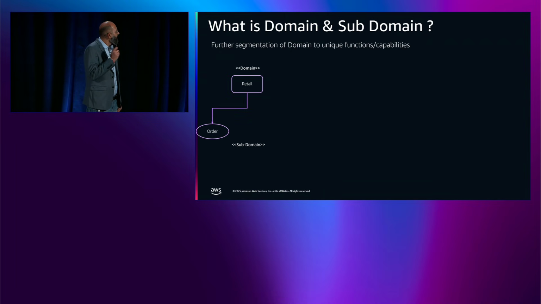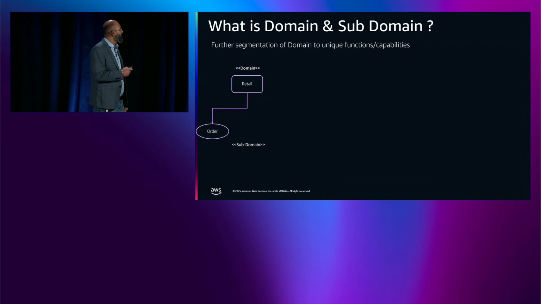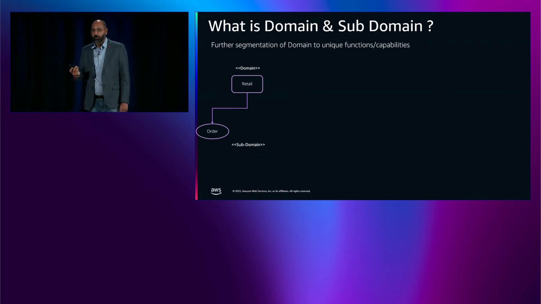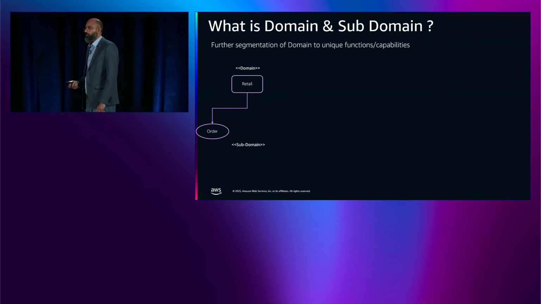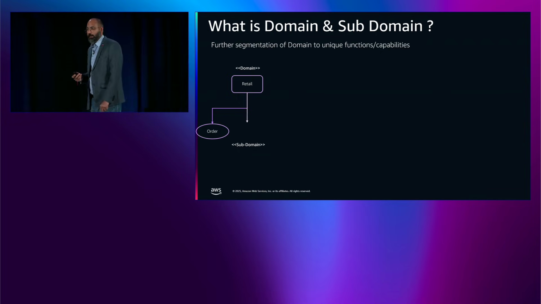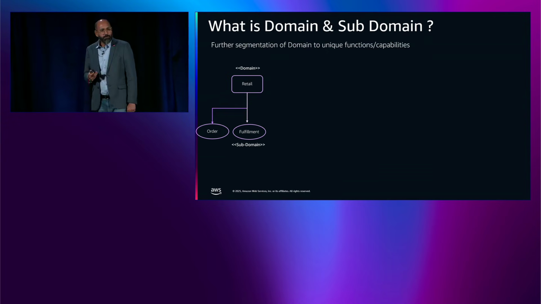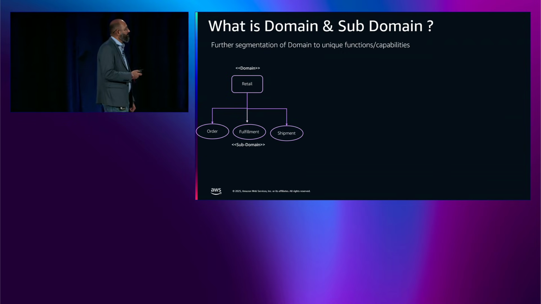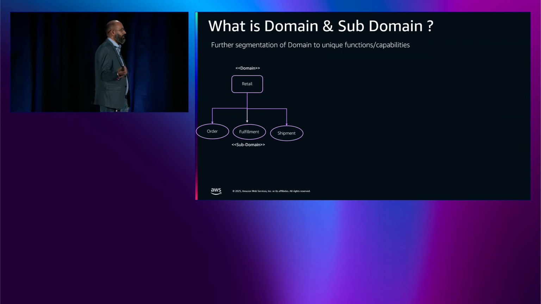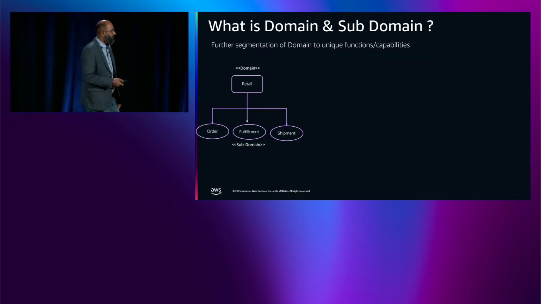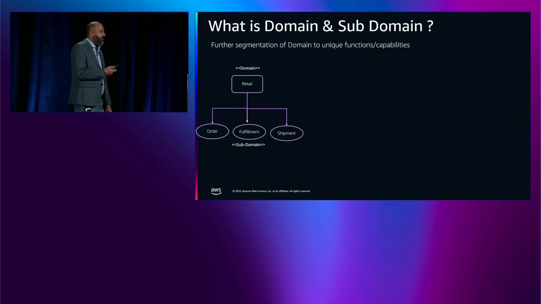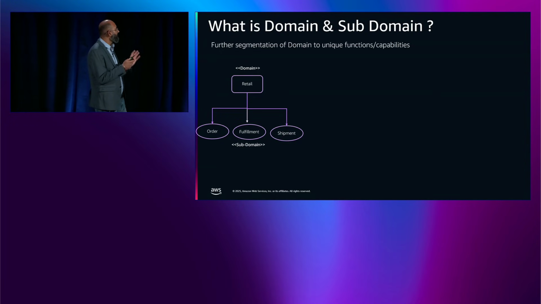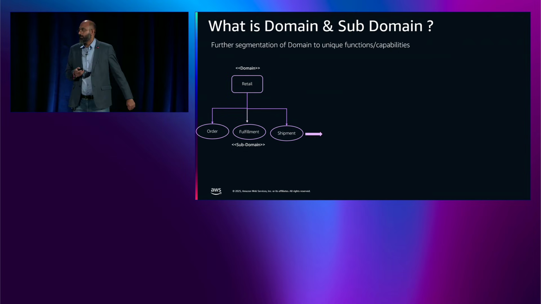Now, this retail could have different subdomains. For example, the order management module, right? It's a subdomain which helps us to manage the overall orders for our application. The second could be fulfillment. Once the orders are placed, how does the fulfillment of those orders happen, and the shipment, of course, so that these products which are purchased by the end users can be delivered to them. So these could be subdomains, right, for a given domain.